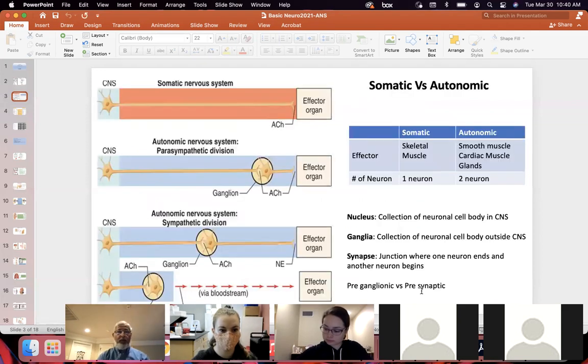Okay. Now let's see the difference. Even though somatic is not something we are interested in today, let me see. This one is hiding some.